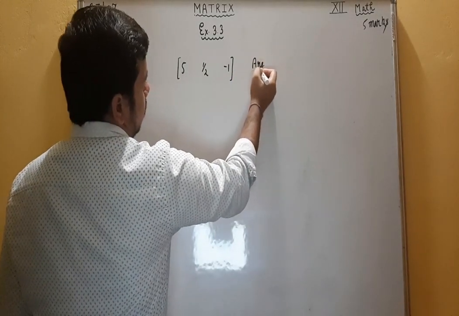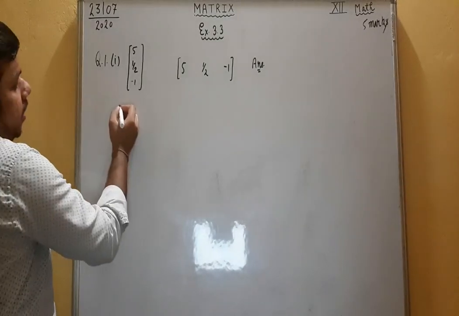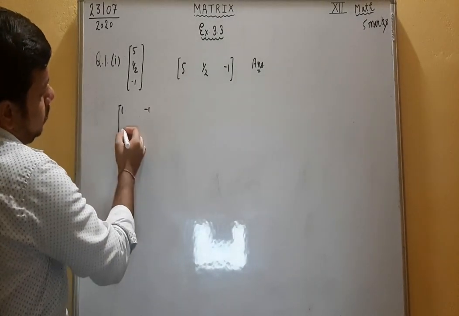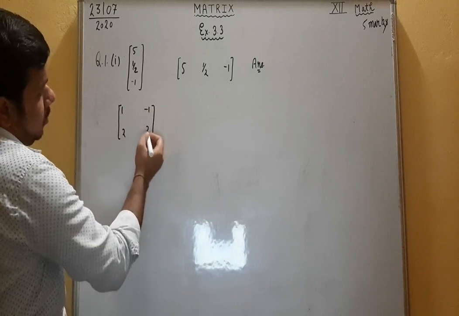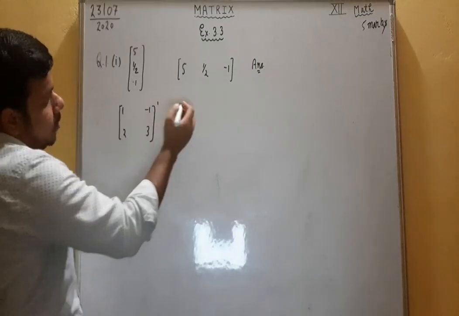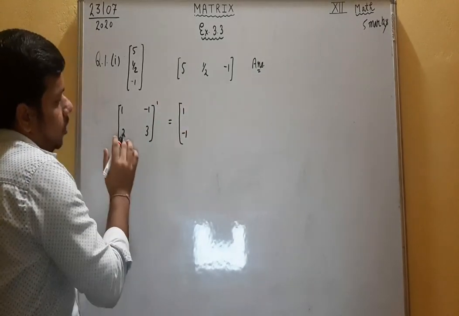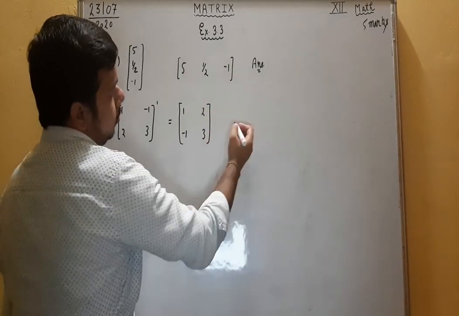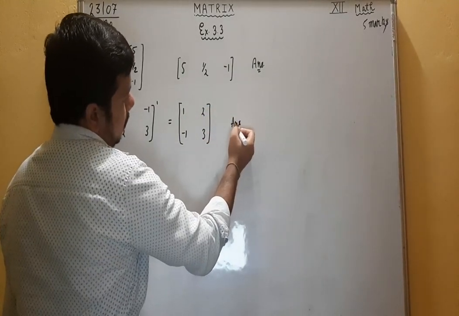Let us see some more problems. Second part: 1, minus 1, 2, 3. Now what is its transpose? The first row is 1, minus 1, so it becomes the first column. The second row is 2, 3, so the second column is 2, 3. This is your answer.